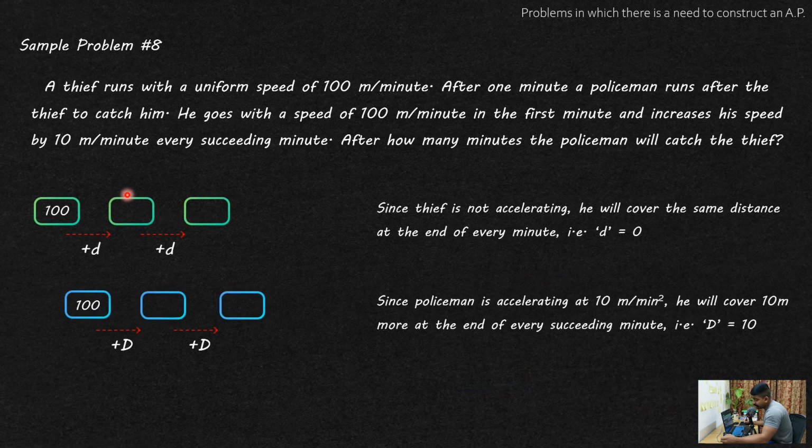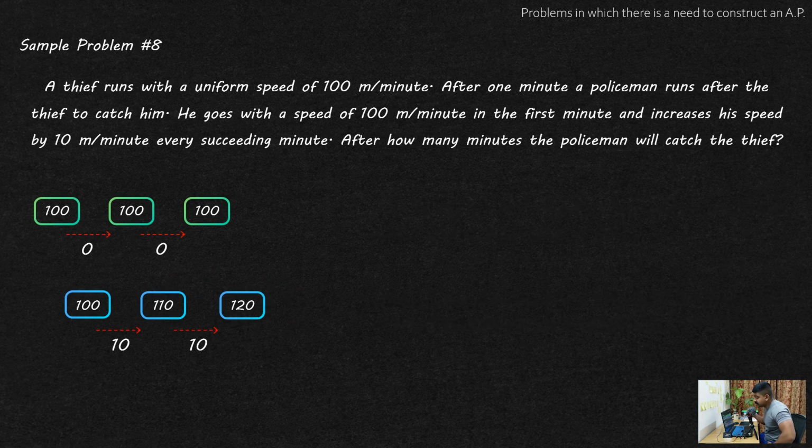Again, the first term is 100 for both of these APs, since in the first minute both of them are covering 100 meters. Since the thief is not accelerating, he will cover the same distance at the end of every minute, that is d is equal to 0. And the policeman is accelerating, he will cover 10 meters more at the end of every succeeding minute, that is d is equal to 10. So we can write some initial terms of this AP, 100, 100, 100.